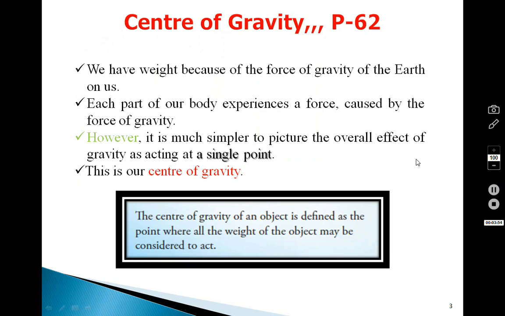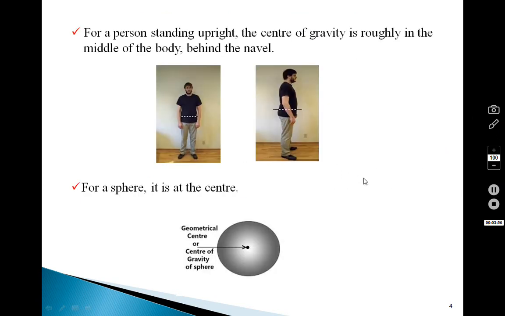Now we will look at some different objects and where the center of gravity of each one is. As we can see in this figure, for any person standing upright, the center of gravity is roughly in the middle of the body. It's exactly behind the navel. So the center of gravity of this man from this side is here. So this is the center of gravity.